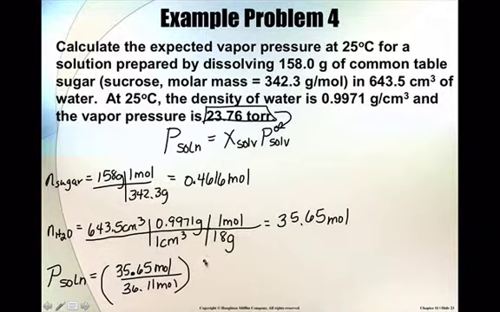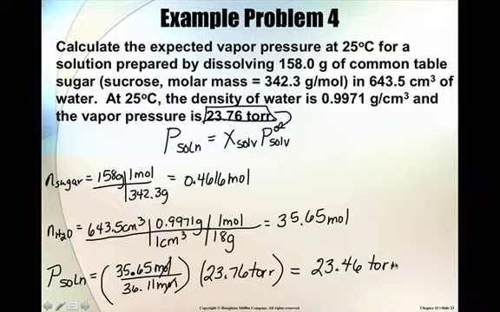And I want to multiply that by the 23.76, which is the vapor pressure of the pure solvent. That's in torr. My moles are going to cancel. I'm going to be left with torr, which is a unit of pressure. And when I do that, I get 23.46 torr. And you can double check. I should get a smaller number than this because we have added some solute to my solvent, so the vapor pressure should go down, and it did. So your final answer for that one is 23.46.